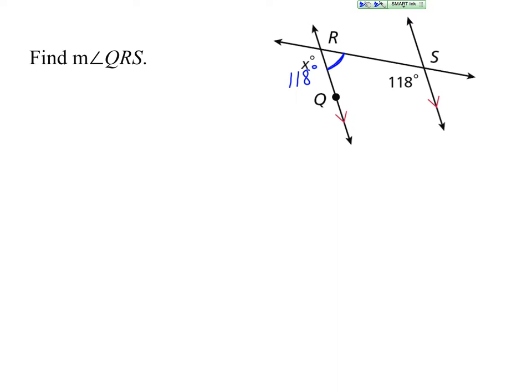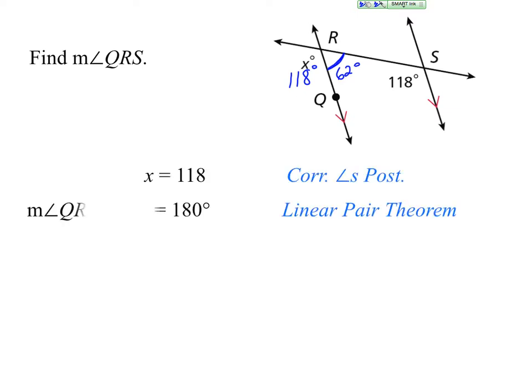Then what's the relationship between the x and the angle we want? Those two form a linear pair, so they are supplements. So 180 minus 118. 62 degrees for the angle that we're after. Question on that one?